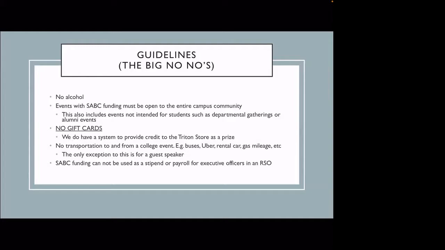SABC does not cover transportation to and from events, so we don't do Uber, rental, etc. The only exception is for a guest speaker. And then finally, SABC funding cannot be used as a stipend or payroll for executive officers in an RSO, which we've not had anyone try that, but it's a good rule, not paying yourselves.